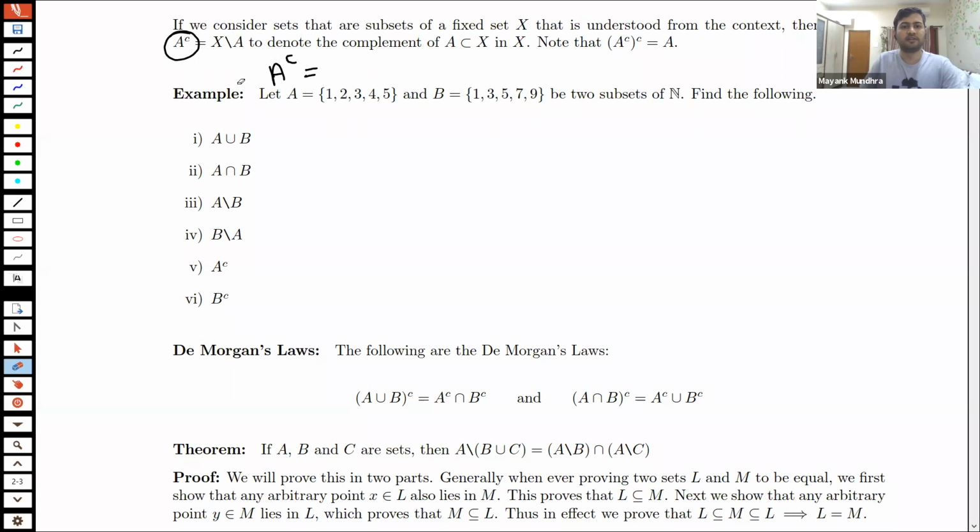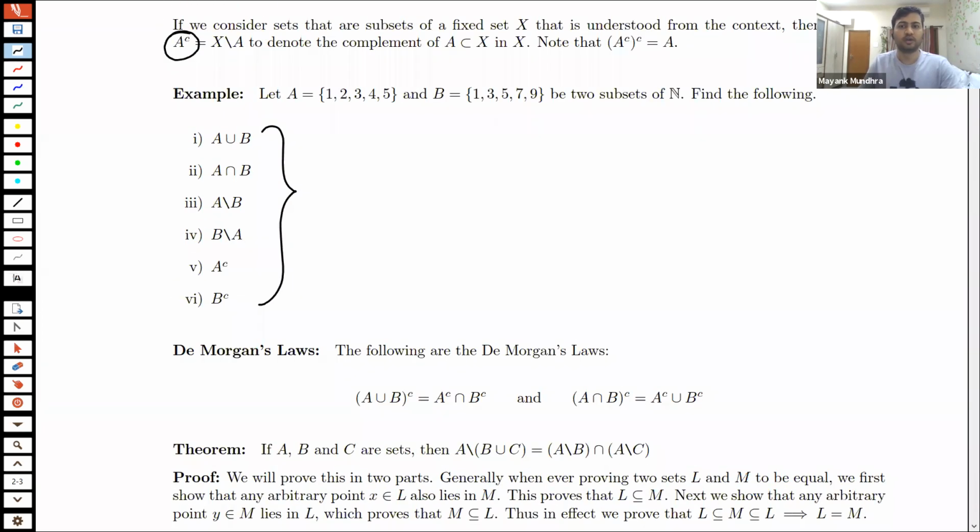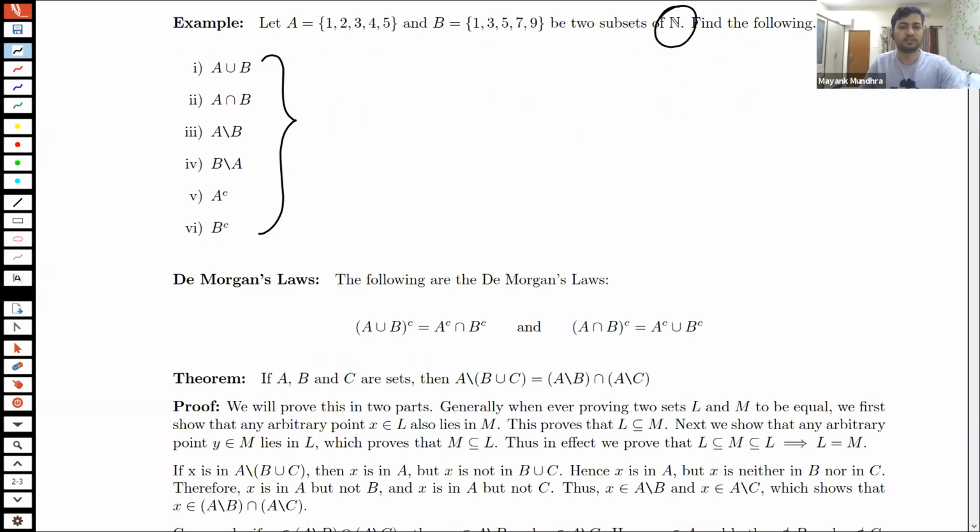All right, so then I have two sets, and you have to find different values. So I'm just leaving it to you guys to do it. It's not very complicated. I have also given the field as the set of natural numbers.